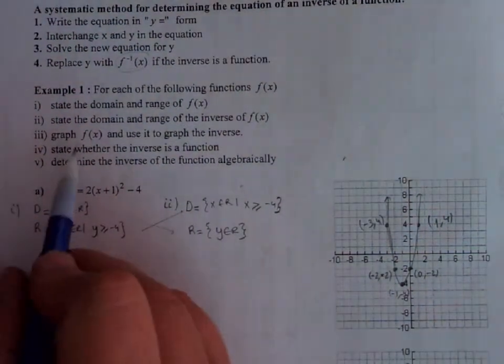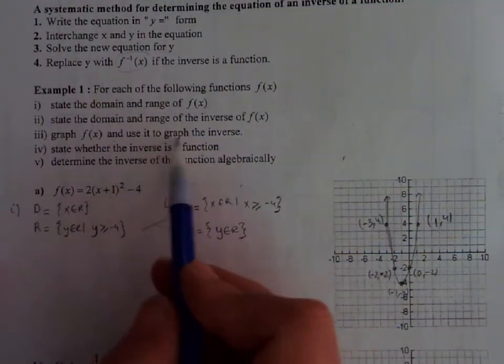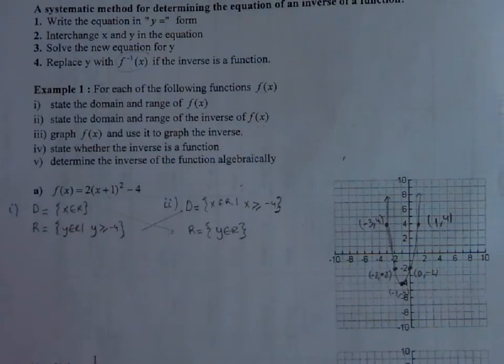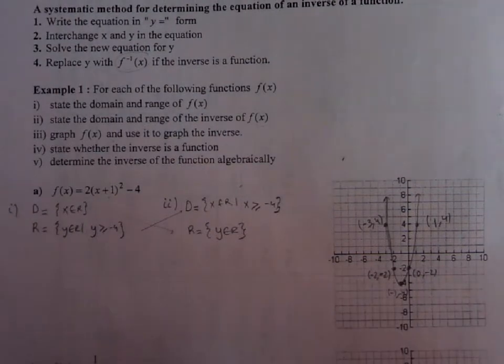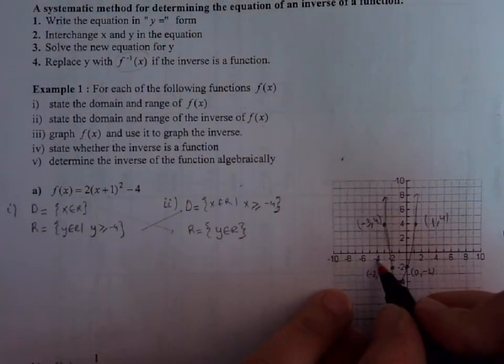Okay, next question. Graph f of x. We already did. Now use it to graph the inverse. So what did we say? We are going to replace the x and y coordinates. We interchange them and then put them on the graph. What do we have here? We have (-1, -4). Switch the coordinates: (-4, -1).